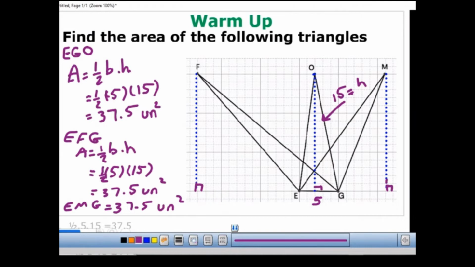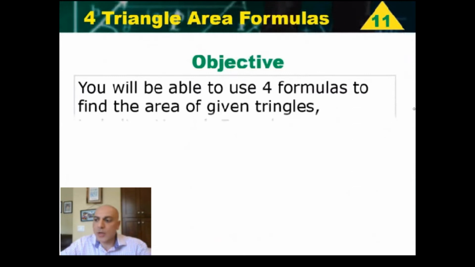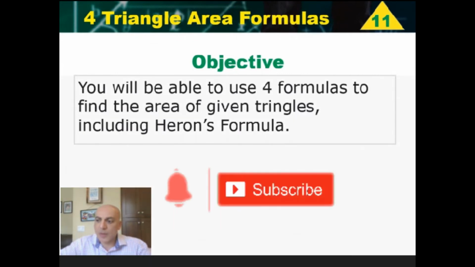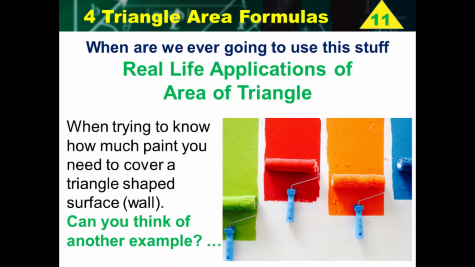Okay, here we go. Objective today. You will be able to use 4 formulas to find the area of given triangles, including Heron's formula. So 4 different formulas, including Heron's formula. Any word from the objective in the chat, please. Just pick any word. A formula, and an area. Right? That is true. All right, let's get going.